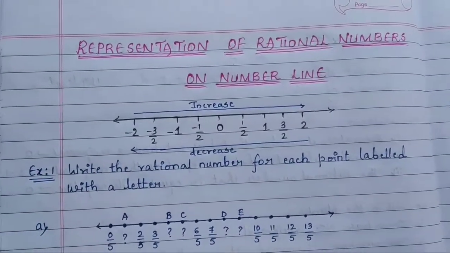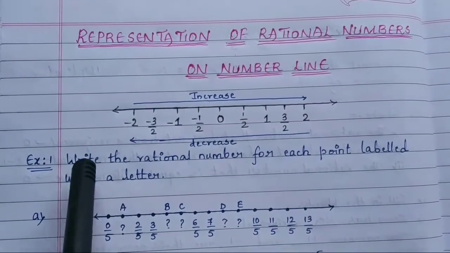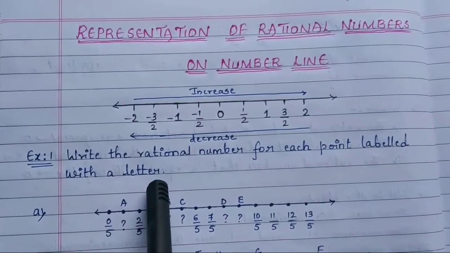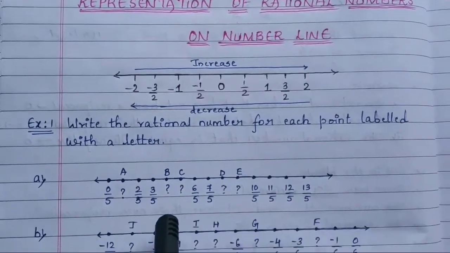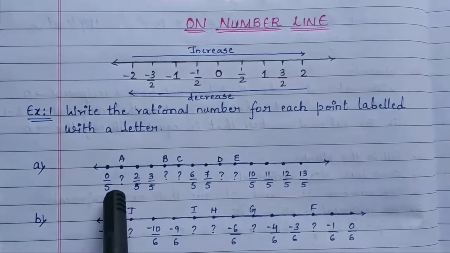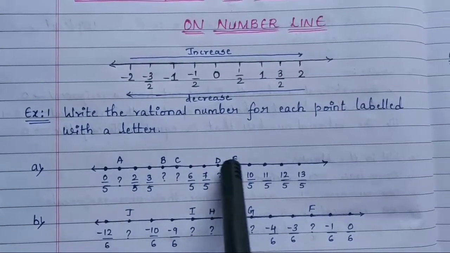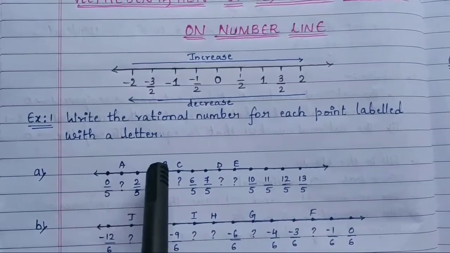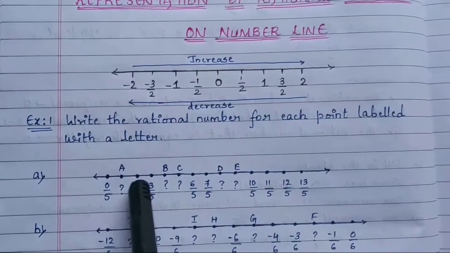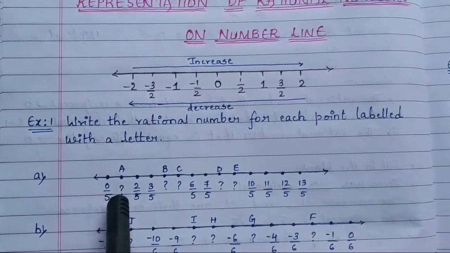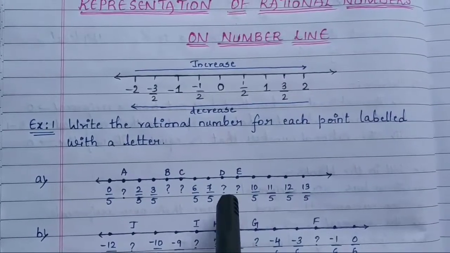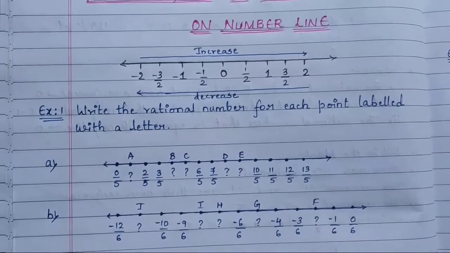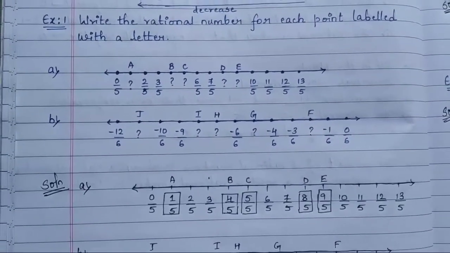As we see the question, you will be able to understand. Write the rational number for each point labeled with a letter. You can see the question is given here. Two questions have been given. The first question has a number line, and we have to write the values of A, B, C, D and E. As you can see, there are some spaces left over here. We have to tell what these spaces stand for. Similarly in this question. Let us see the answer for this.